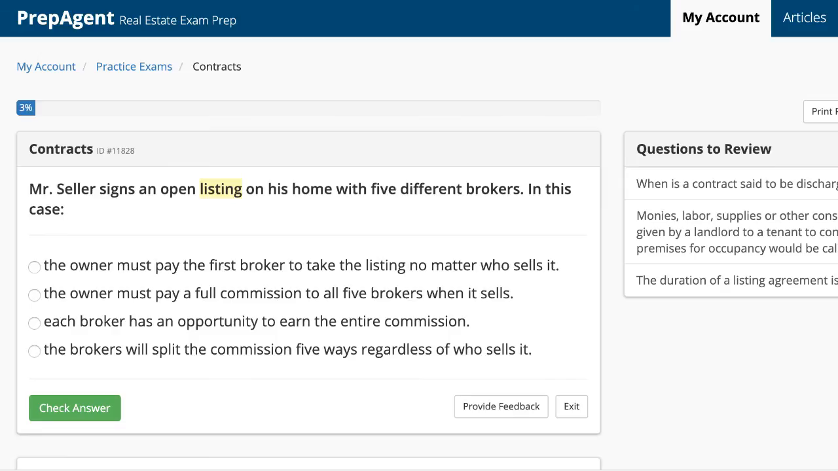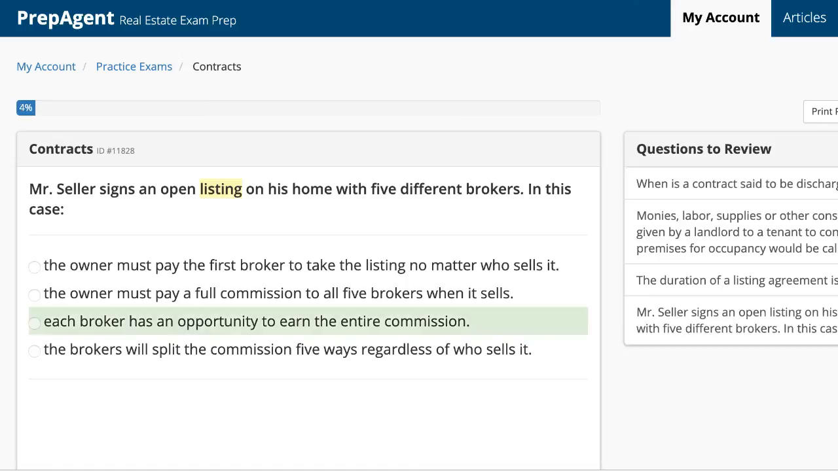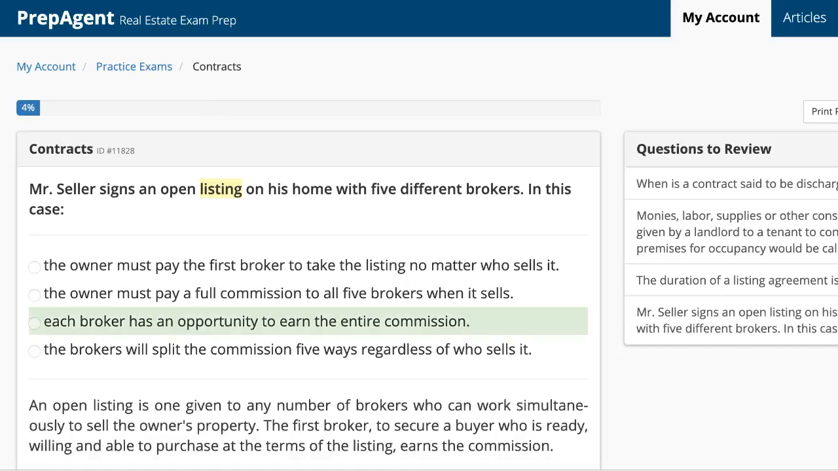Mr. Seller signs an open listing on his home with 5 different brokers. In this case, A, the owner must pay the first broker to the listing no matter who sells it. B, the owner must pay a full commission to all 5 brokers when it sells. C, each broker has an opportunity to earn the entire commission. Or D, the broker will split the commission 5 ways regardless of who sells it. And the answer is C, each broker has an opportunity to earn the entire commission.